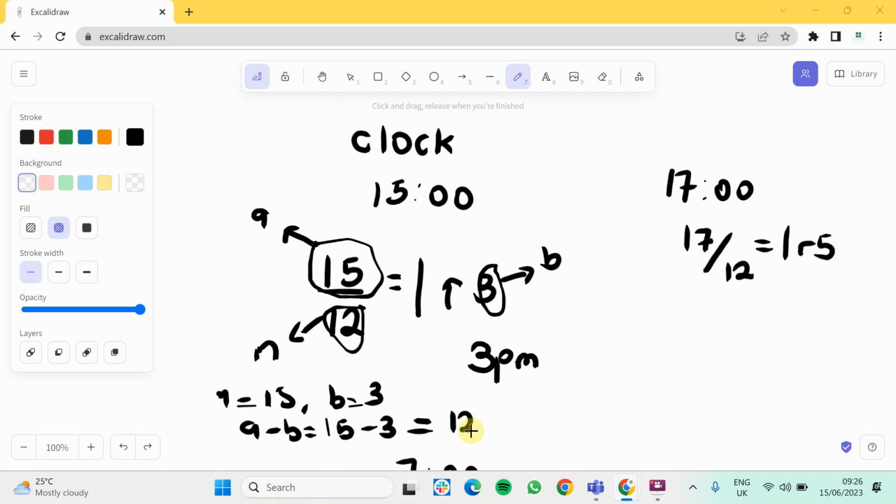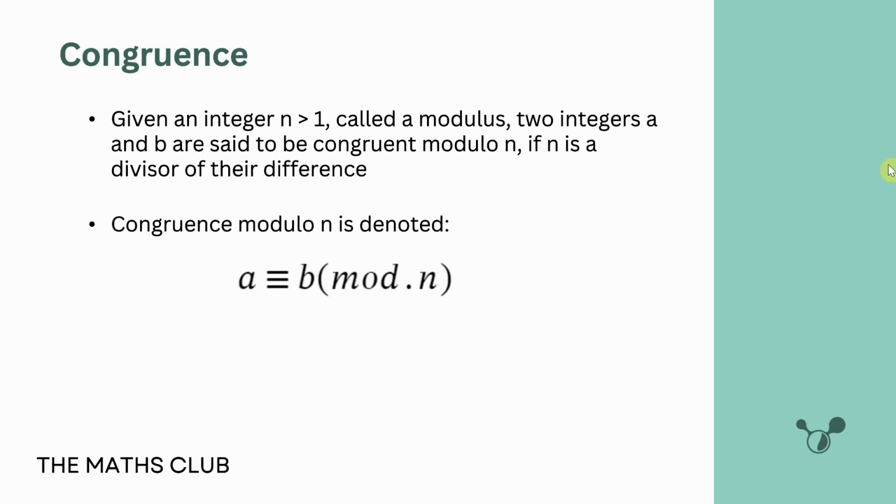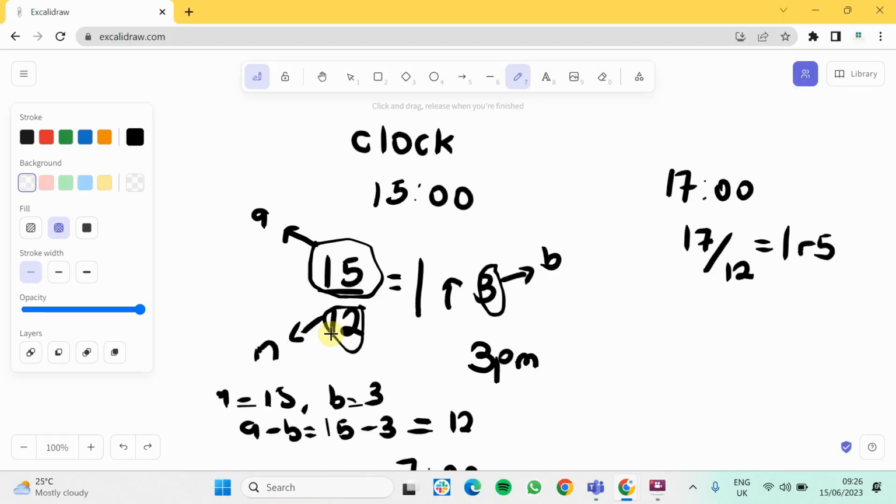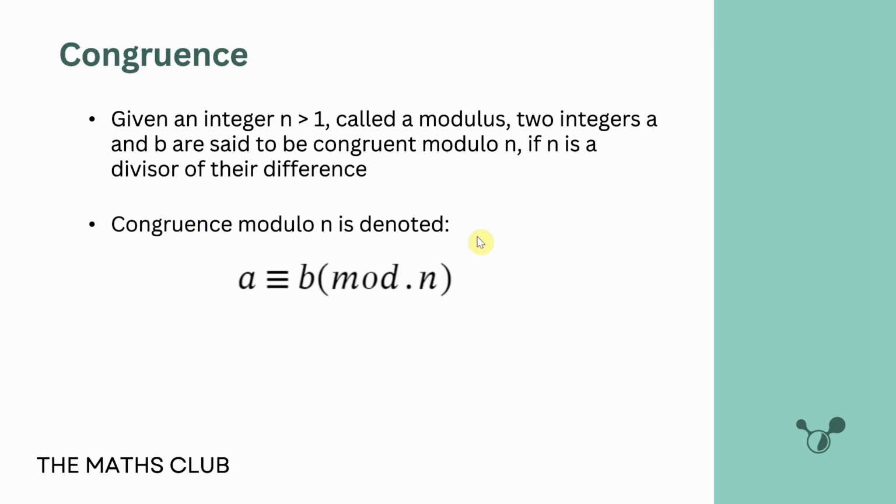They said two integers a and b are congruent modulo n if n is a divisor of their difference. Our n is 12 and the difference is 12. Can 12 divide 12? Yes, it can, and that will give us 1. Because it can divide, we can say that a and b are congruent modulo n, because n is a divisor of their difference.